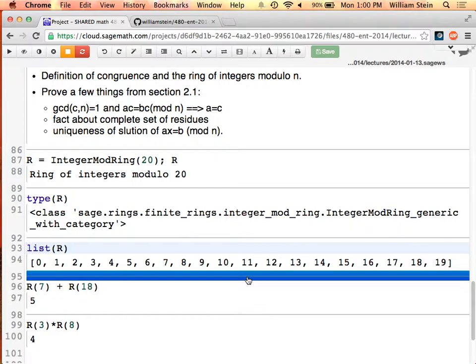So here, 7 plus 18, you get 25. Divide by 20 and take the remainder. That's 5. 3 times 8, that's 24. Divide by 20 and take the remainder. That's 4. So it gives you a way of combining, via some operation, any two elements of this set. Okay, so now I'm done with the projector unless there are any questions.